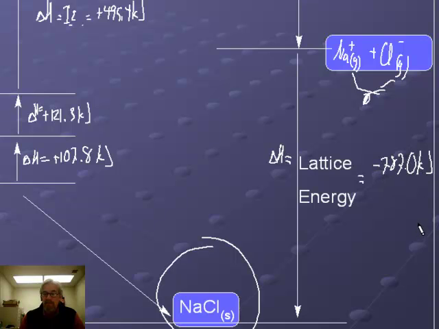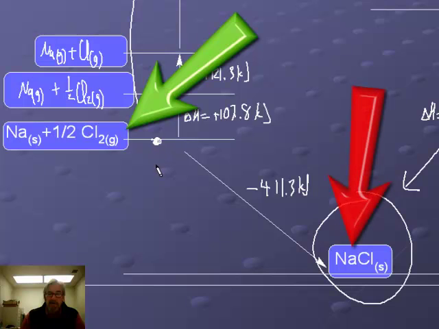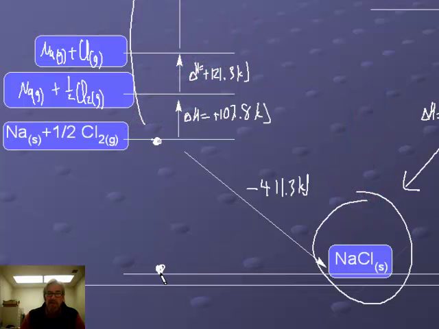Now, if we go around this circle clockwise and add up all these steps, 107.8 kilojoules plus 121.3 plus 495.4 minus 348.8 minus 787.0 kilojoules, we end up with a negative 411.3 kilojoules. That's the difference between being here and being here when you go around this series of steps clockwise. But it's also the same difference as if you were to just go straight from starting point to ending point. And this happens to be the delta H of formation for sodium chloride.